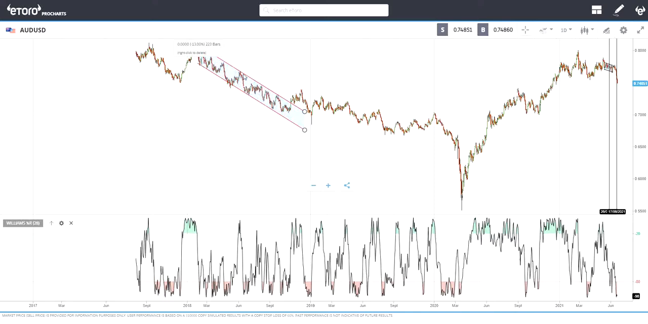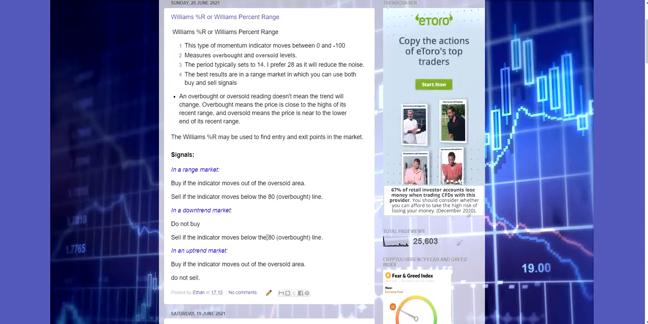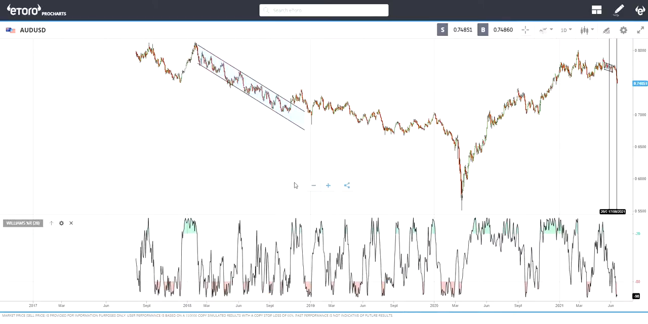So in a downtrend market, do not buy. Just sell if the indicator moves below minus 20. As I said, I'm going to fix this problem here. So in the downtrend, you can see here, price has gone above minus 20.